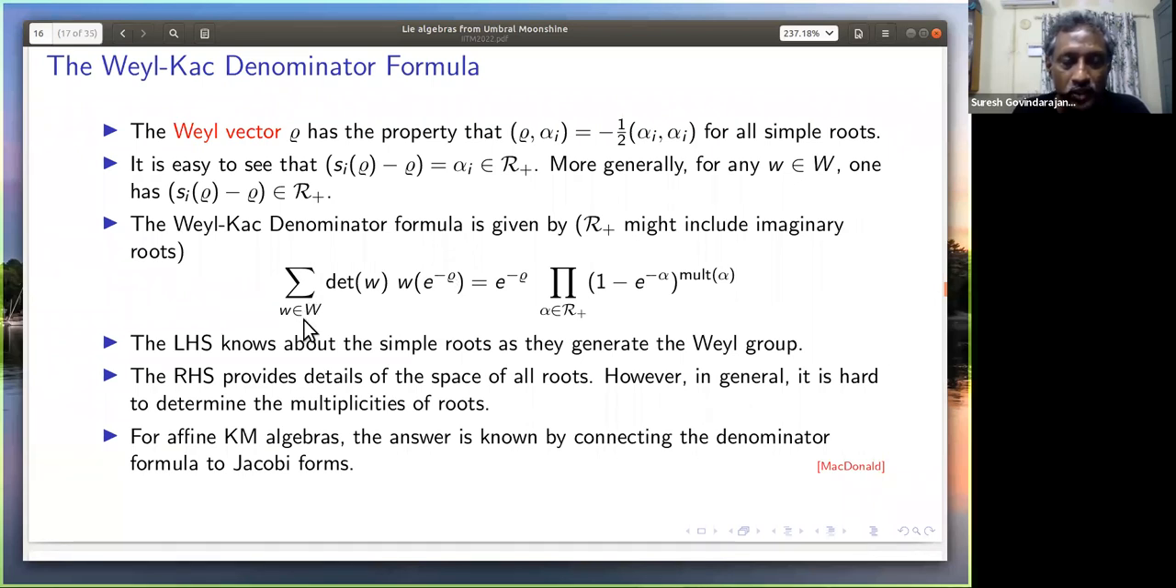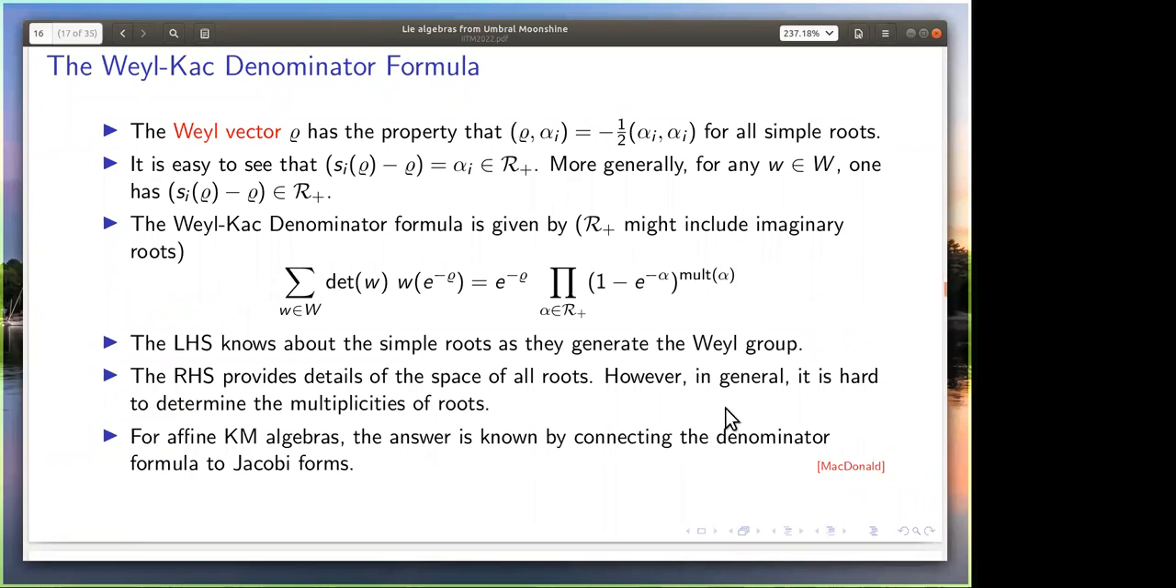Okay. So you can see that since the Weyl group is generated by all the simple real roots, the left-hand side knows about the simple roots, the right-hand side knows about all the roots. Okay. But the hard part is, for simple examples, like if you take SU3 or something, multiplicity is always one. Whatever exists, it exists with one, comes with one. But in more general cases, it's actually a very, very hard problem to determine the multiplicities.